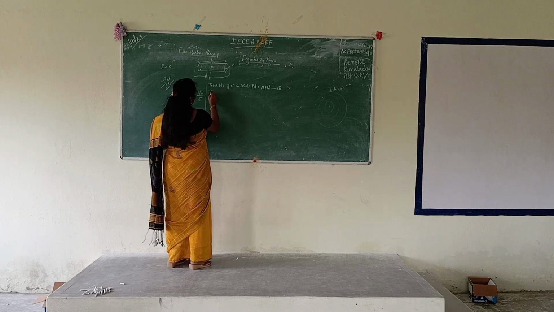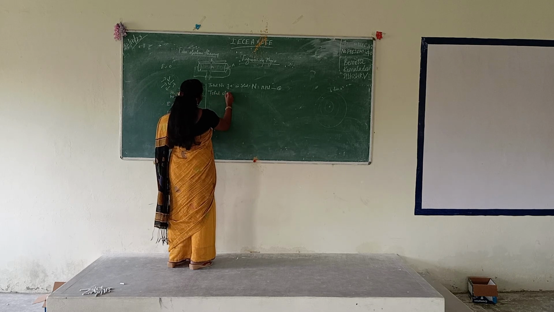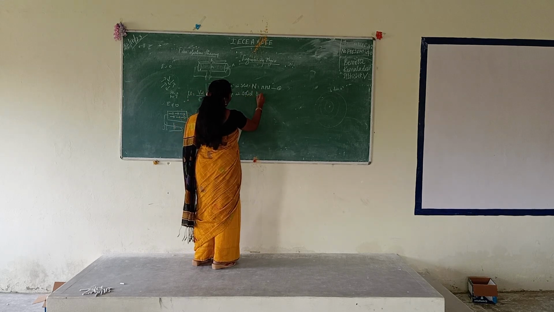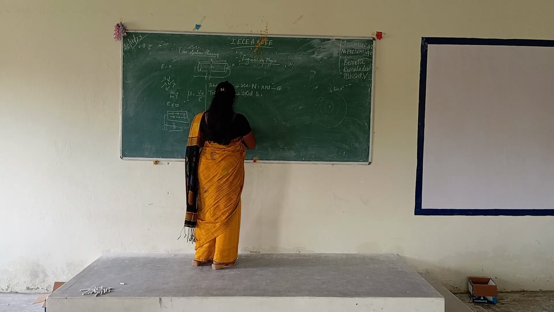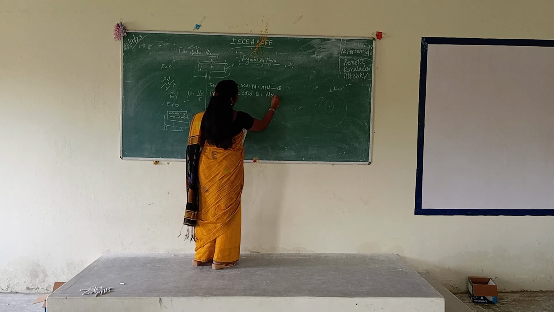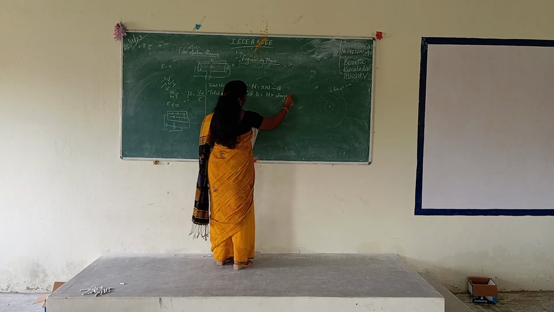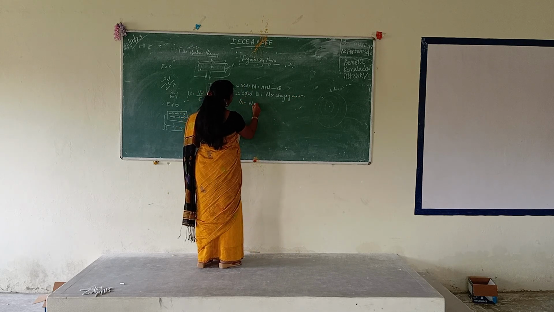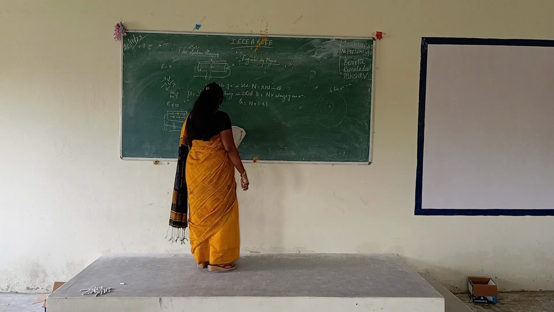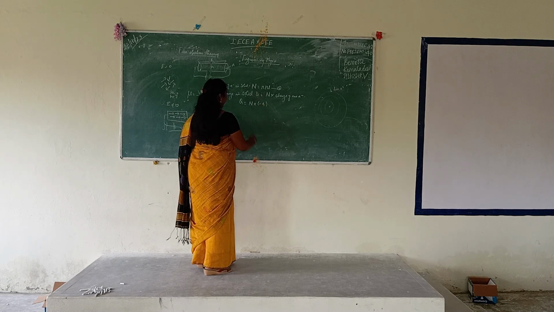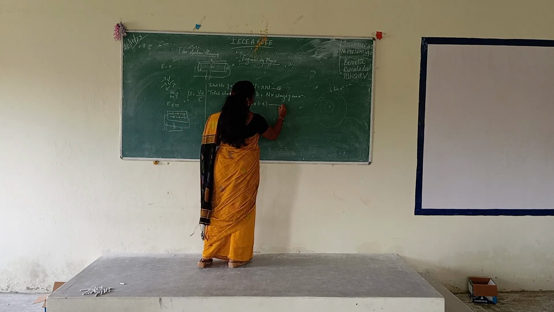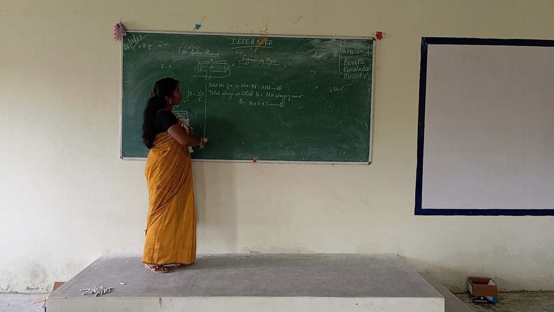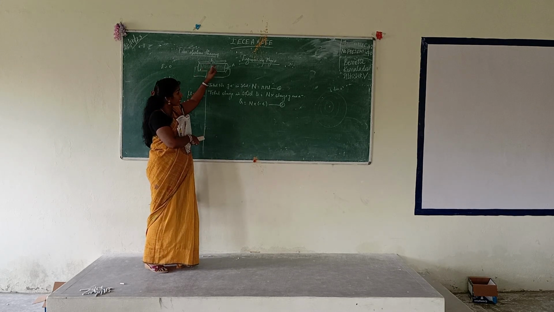Total charge present in the solid is represented by Q. So what is Q? Total number of electrons into the charge of one electron. So Q is equal to N into minus e. The minus sign indicates that electrons have negative charge. So write this as equation 2. Understood? Total number of electrons present in the solid is capital N.